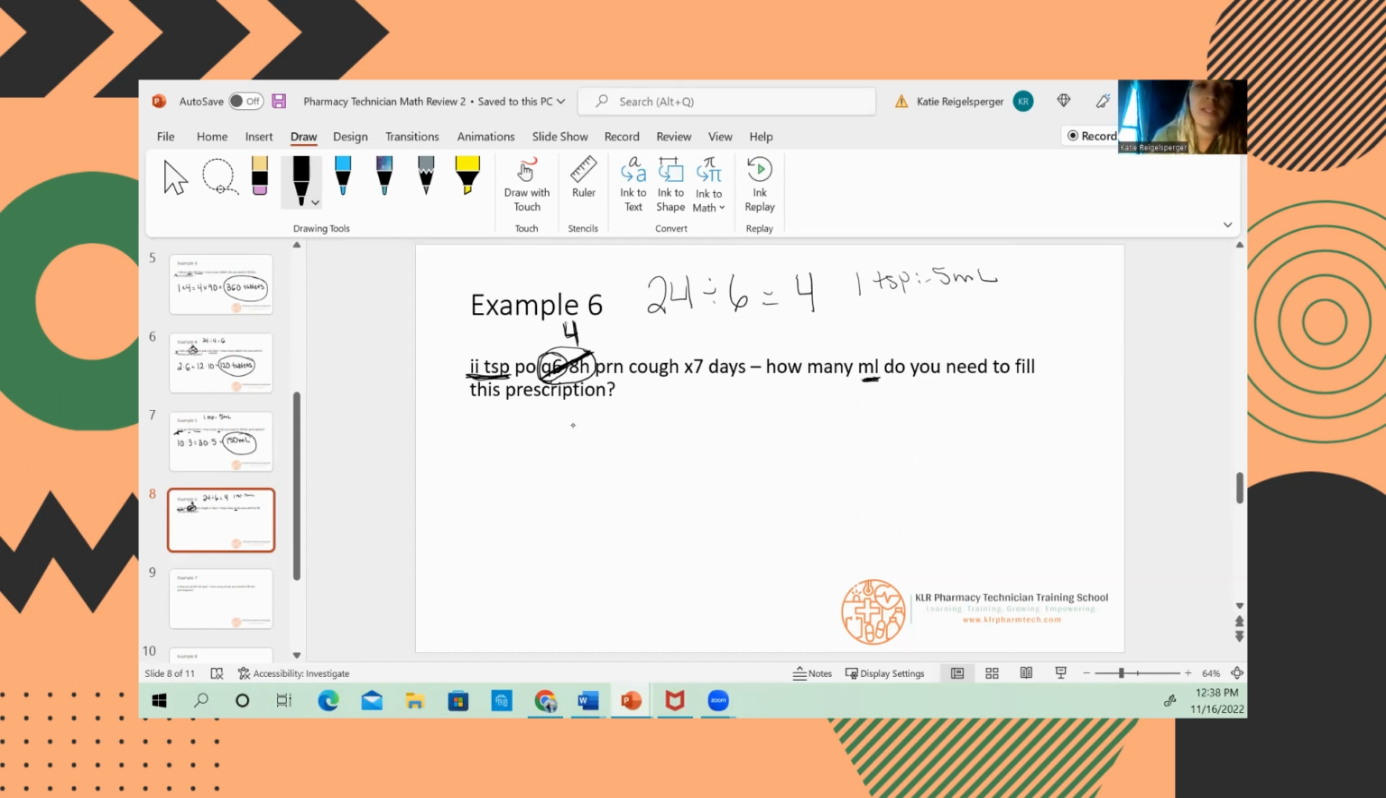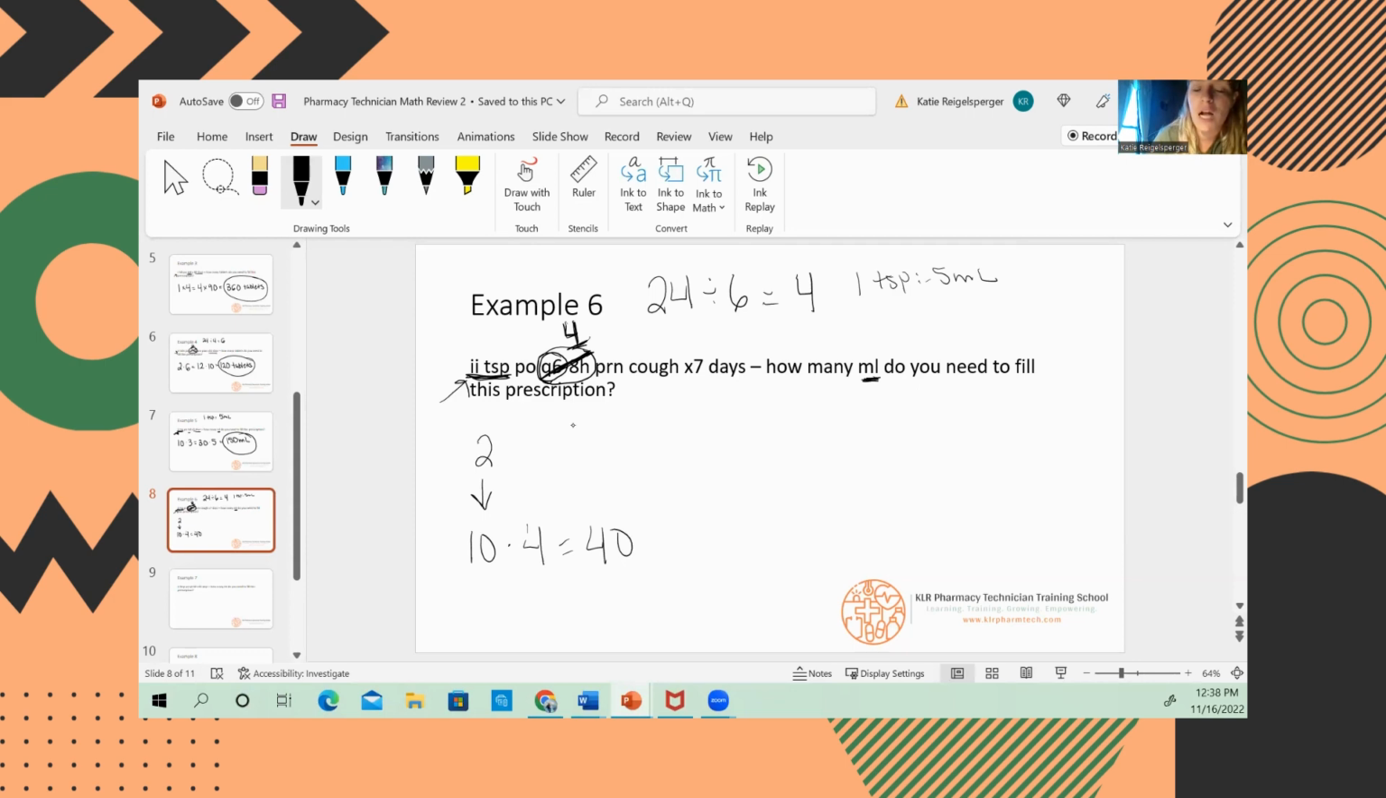Okay. So we know that we take how many teaspoons do we take each time? We take 2 teaspoons each time. We're going to take this right down here because we need to know how many milliliters are in 2 teaspoons. 10 milliliters in 2 teaspoons. How many times a day do we take 10 milliliters? 10 times 4 equals 40.